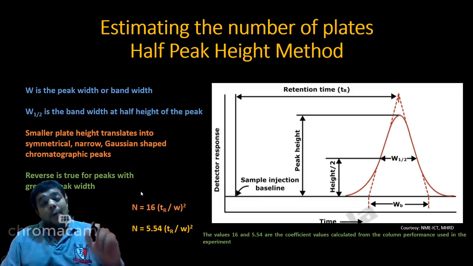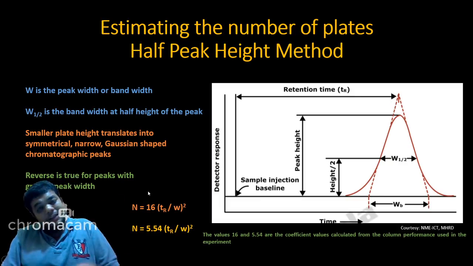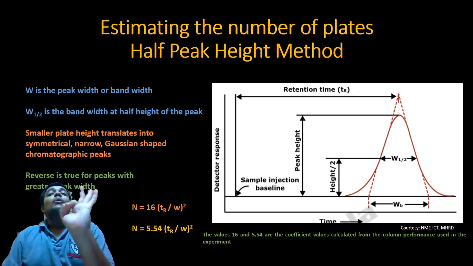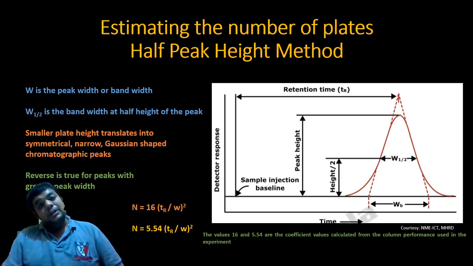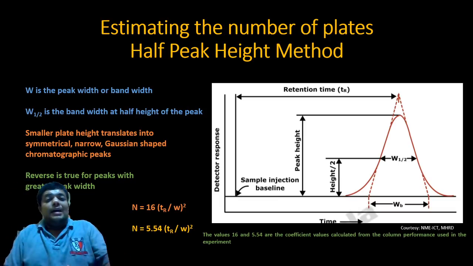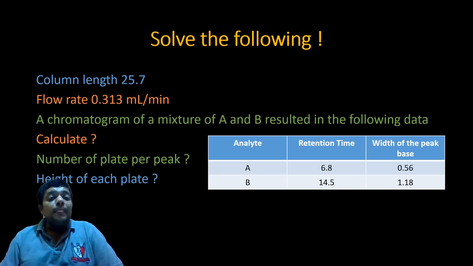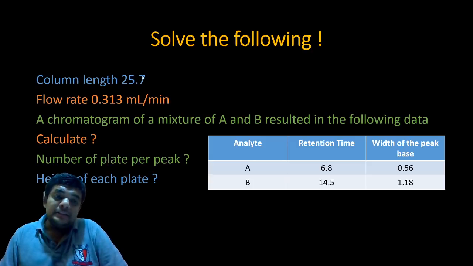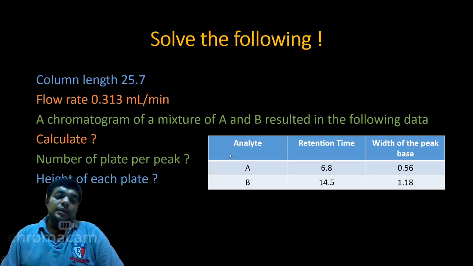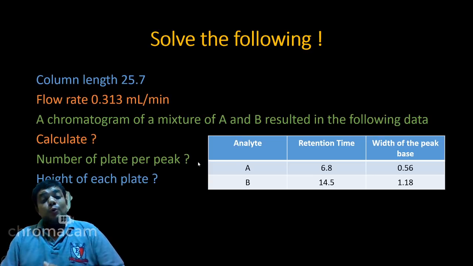And in the formula, now h is equal to L by n. L is the length of the column I know, n I have got. So now I will get the height, and the lesser the height, the better the peak, the better the separation. So this is how, if you don't know n, if you don't know h, you can first find n and then go for h. Solve the following. The column length is 25.7 units and the flow rate is 0.313 ml per minute. A chromatogram of mixture A and B resulted in the following data. Calculate number of plates and height of each plate. Number of plates is n and height of each plate is h. So you don't have n, you don't have h, you only have the length of the column.